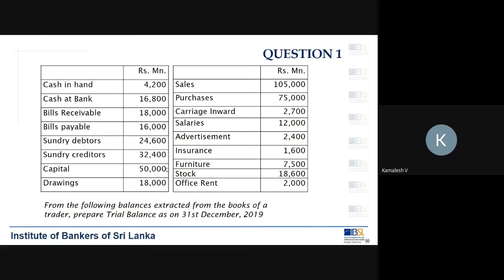Okay. Then we go to the right side. Sales. Income. Purchases. Expenses. Carriage inward. Any idea? Expense. What is it actually?